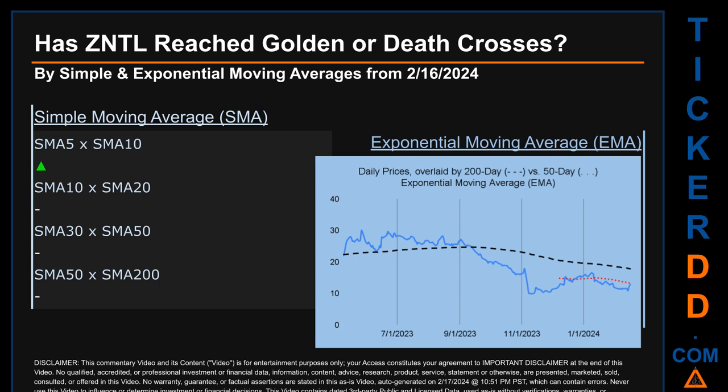Continuing with SMA, we looked across the 5 to 10, the 10 to 20, and the 30 to 50-day ranges to see if golden and death crosses had been reached. We found golden cross signal for the 5 to 10. We could not find neither golden cross nor death cross signal for the 10 to 20, the 30 to 50, the 50 to 200.